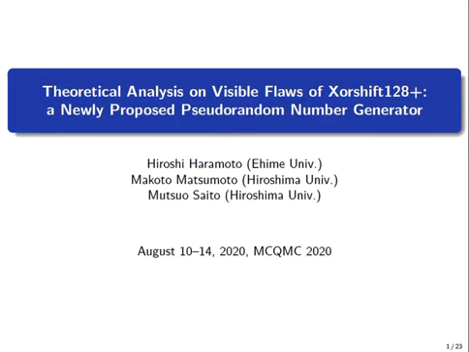We show a visible flaw of Xorshift128+, which is a widely used pseudo-random number generator. We plot random points generated by Xorshift128+ in the three-dimensional unit cube. Although those points should be uniform in the cube, they concentrate on particular planes.